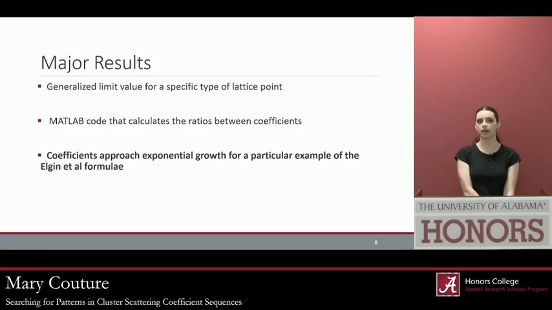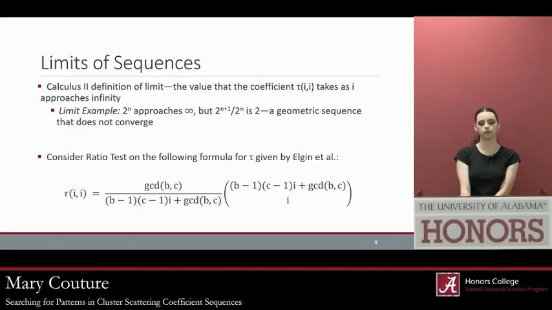The major results of our work are first, a generalized limit value for a particular type of lattice point, as described by Elgin et al. Second, MATLAB code that can quickly and efficiently calculate ratios between coefficients. And finally, the information that these coefficients approach exponential growth for a particular example of the Elgin formulae.